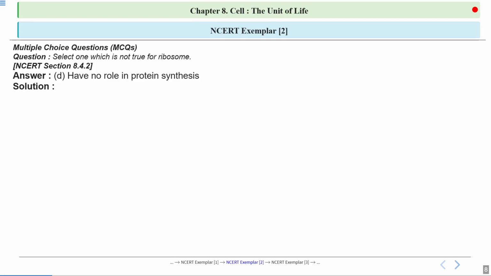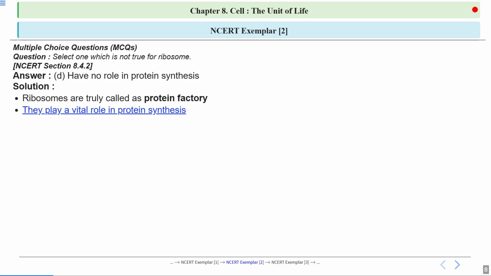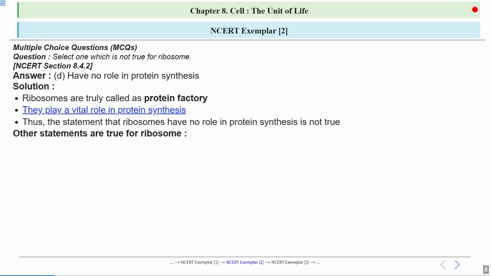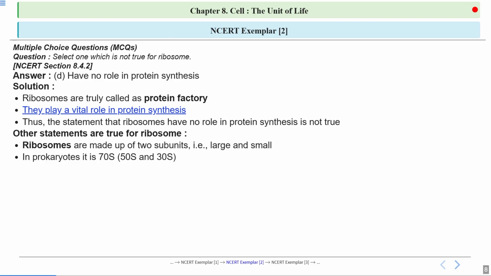See, option number D is the correct answer here. Ribosomes play a very significant role in protein synthesis. And option number D says they have no role in protein synthesis. So this is not true for ribosomes. See, ribosomes are protein machinery. They play a very vital role in protein synthesis. Clear? Other statements are true. Ribosomes are made up of two subunits, a large subunit and a smaller subunit. In prokaryote, 70S ribosomes are present. In eukaryote, 80S ribosomes are present. Both of these ribosomes have a larger subunit and a smaller subunit.